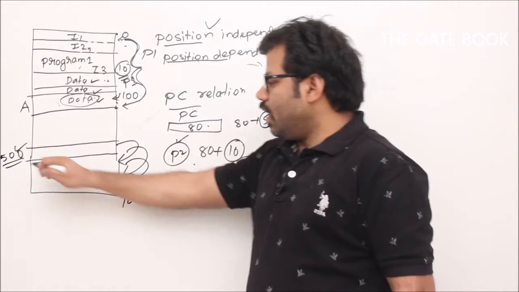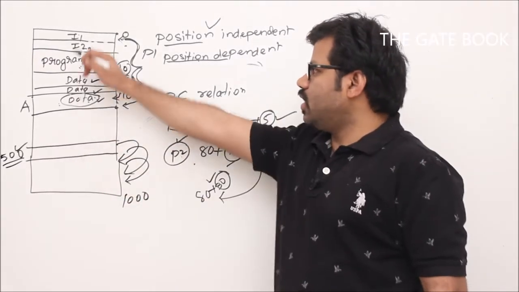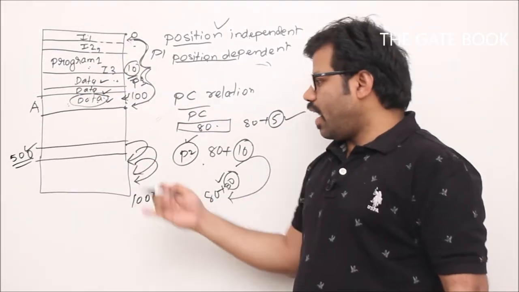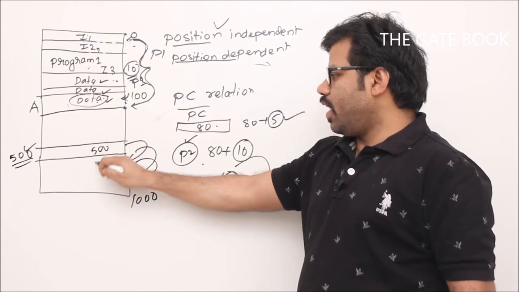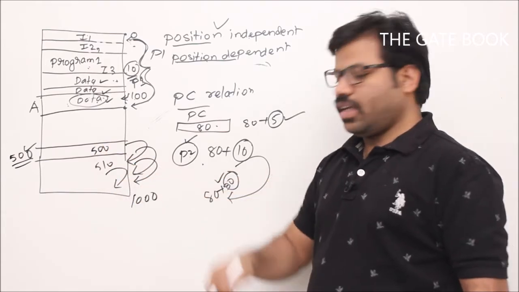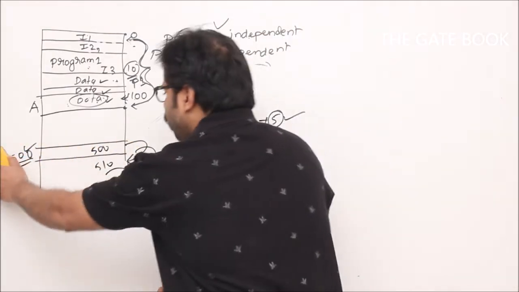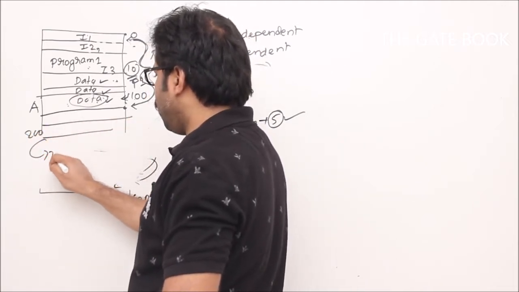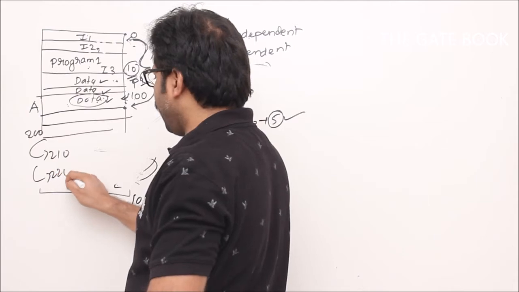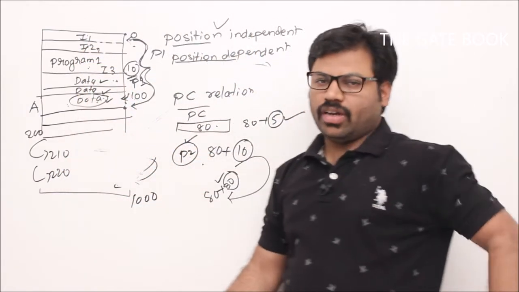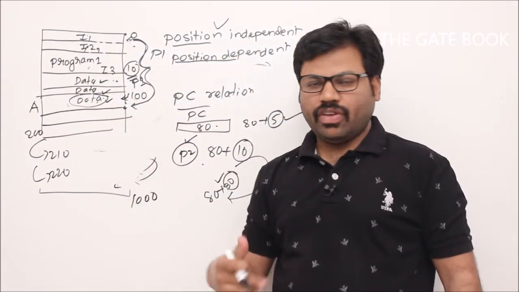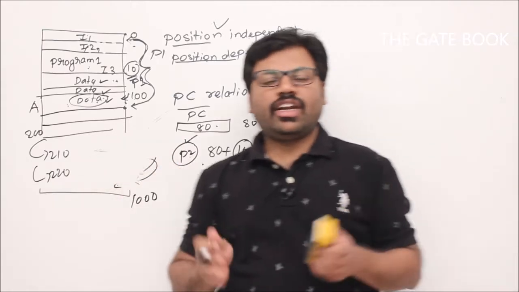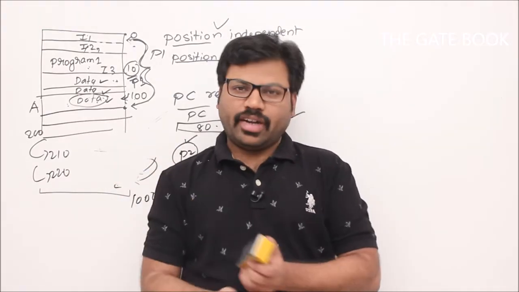So from now onwards we never touch this program, right? Our access will be like this: 500, 500 plus 10, 500 plus 20. If the same program is loaded from 200, then the access will be like this: 200, 200 plus 10, 200 plus 20, in that way. So without touching program number 1, we can execute our program. Such programs are called position independent programs.